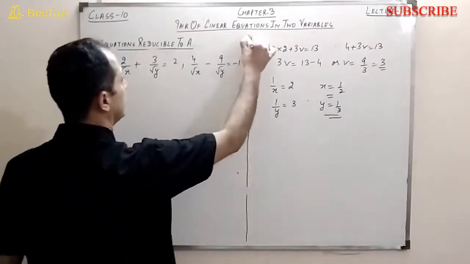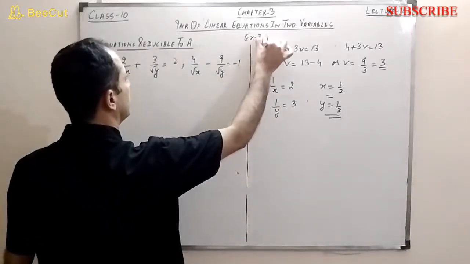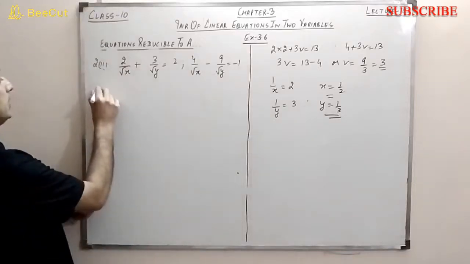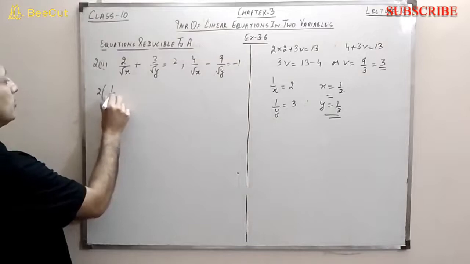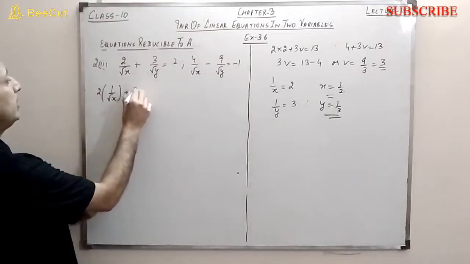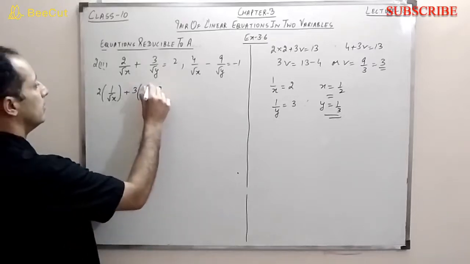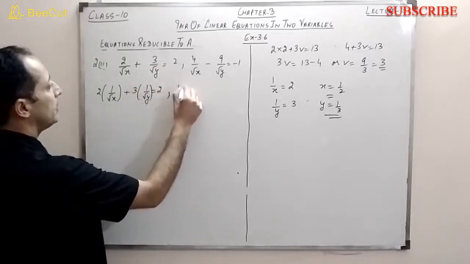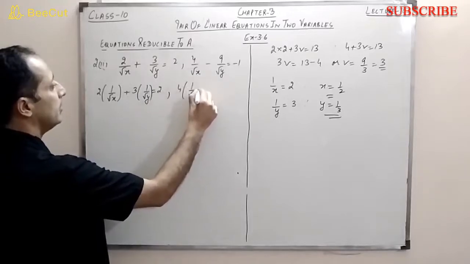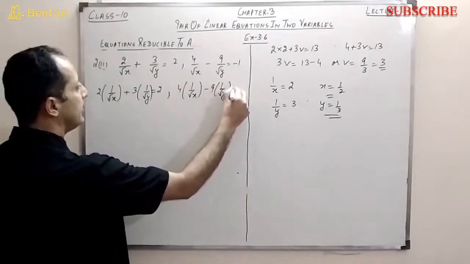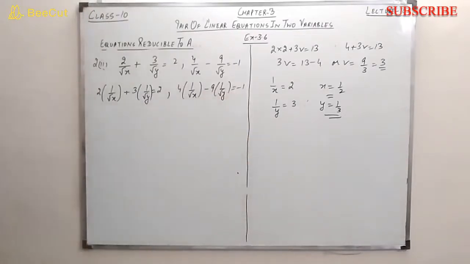So we are starting, this is exercise 3.6. Now, what is the next step? We have to just write these equations in this form. I can write this as 2 into 1 by root x plus 3 into 1 by root y is equal to 2. And the second equation can be written as 4 into 1 by root x minus 9 into 1 by root y is equal to minus 1. So this will be our first step to write the equation in this form.